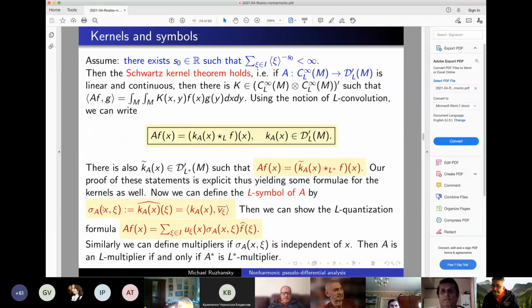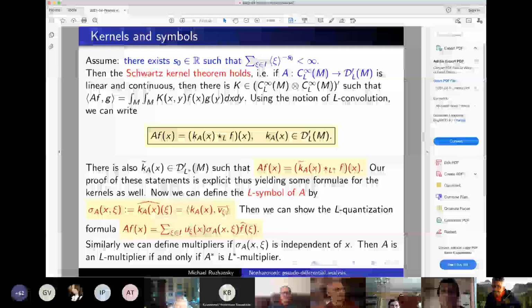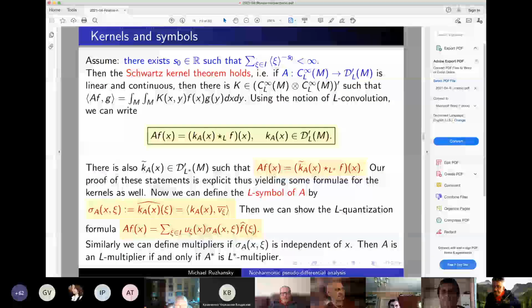So the symbol, we can define sigma A as the Fourier transform of K_A, the convolution kernel, which, recall, means testing this on weak psi. And then we have a theorem saying that if we define the symbol in this way, then we can quantize operators like this. So then A of x we can write in this way, using this new Fourier analysis and new symbol.